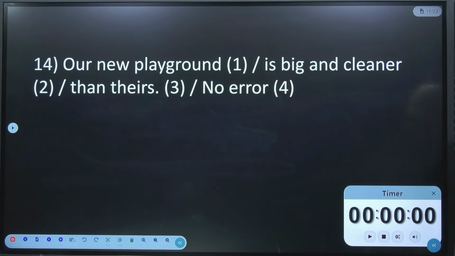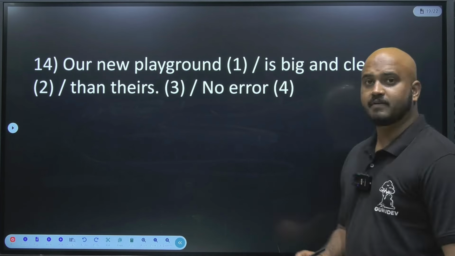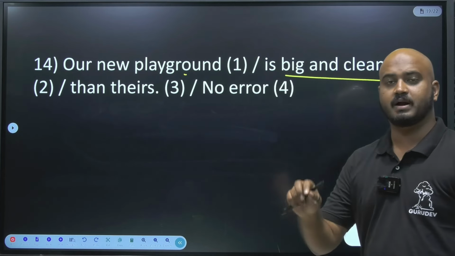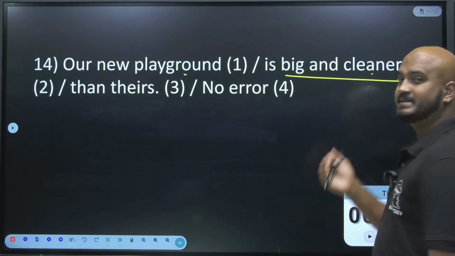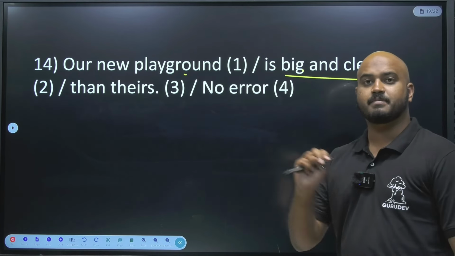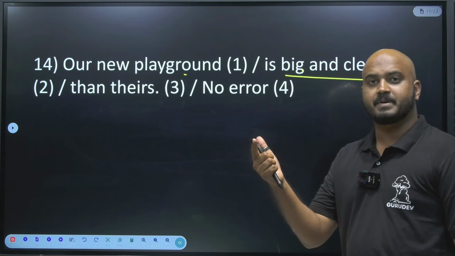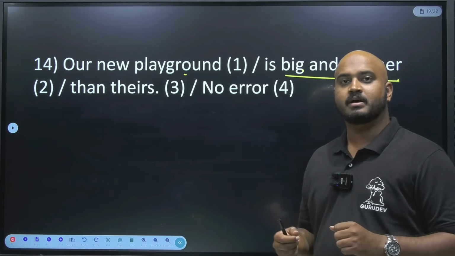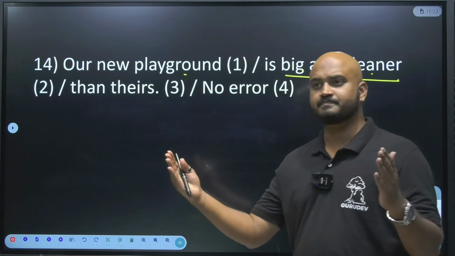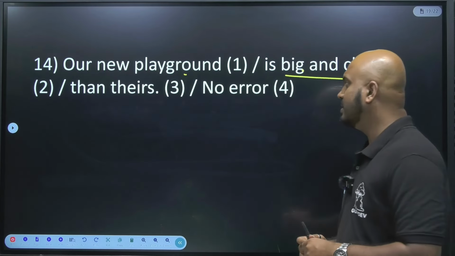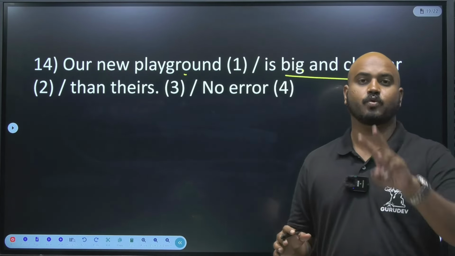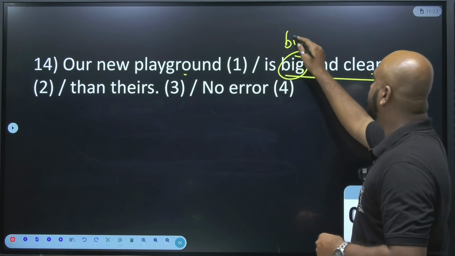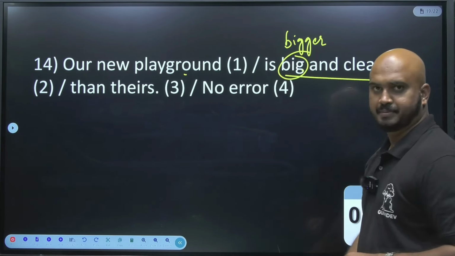All right, time's up. Our new playground is big and cleaner than theirs. Again, if you observe here, you are using two adjectives to describe the same thing. And what did I tell you? Big is positive degree and cleaner is comparative degree. And both adjectives should be of the same degree. But which one should I be choosing? Positive, comparative, or superlative. If you observe here, I'm comparing two elements, ours and theirs. So I'm comparing the playgrounds of two different societies or people, whatever you're talking about, right? So since I'm comparing only two things at different levels, I have to use comparative degree. So the right answer would be bigger and cleaner, right?